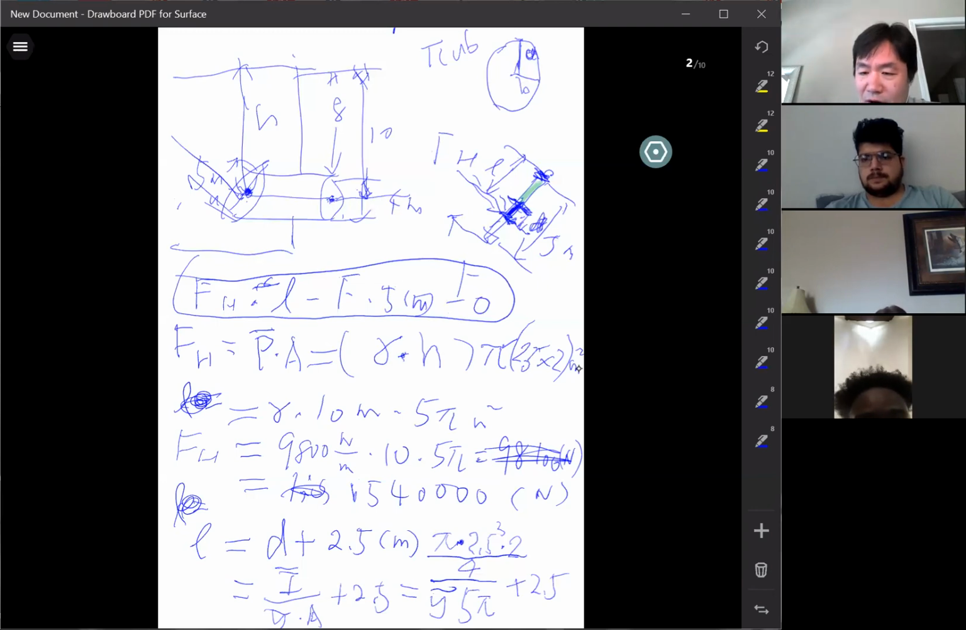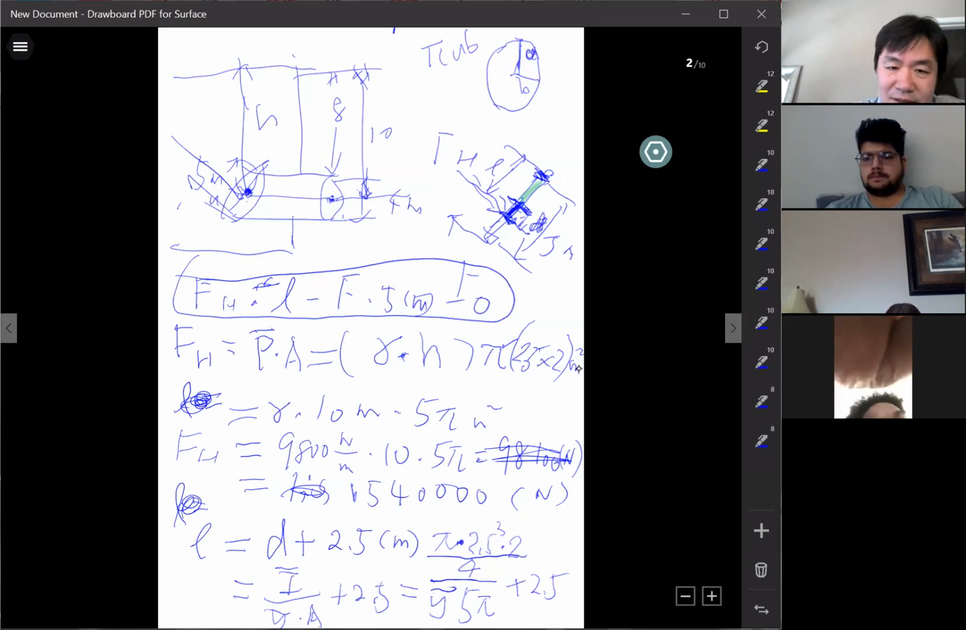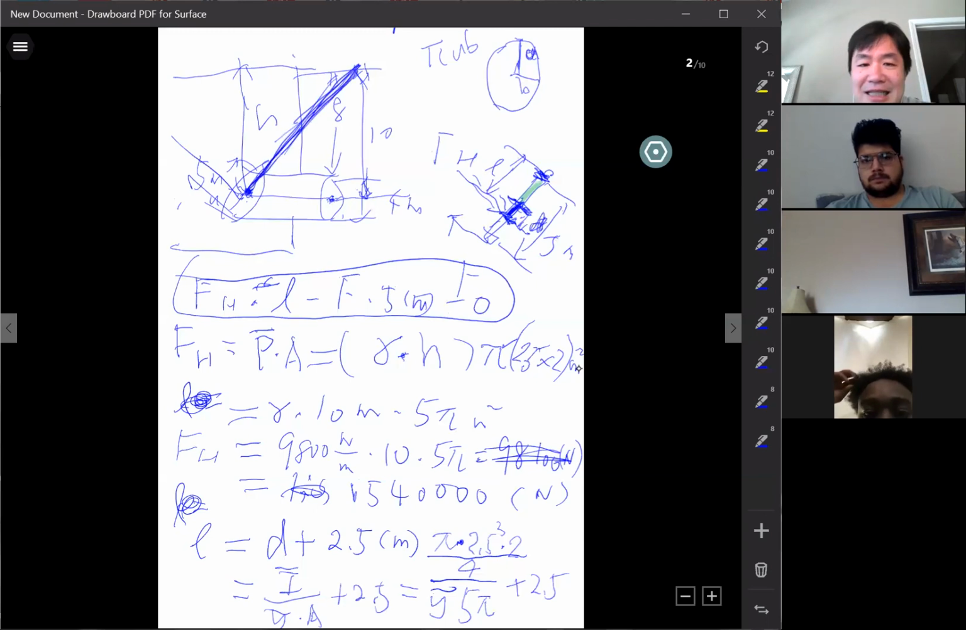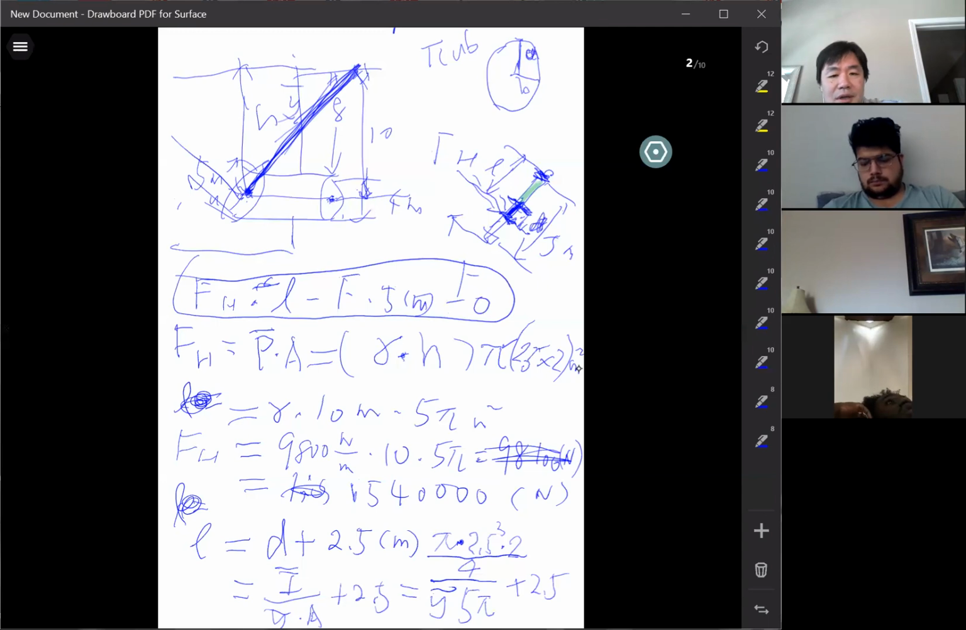Okay, everybody follow me? So now we need to find the actual Y bar. It's not 2.5. Again, it's not 2.5. It's from this location to the surface of the water. That distance is the Y bar. So our last obstacle is to find Y bar. Anybody have some idea how to find Y bar?